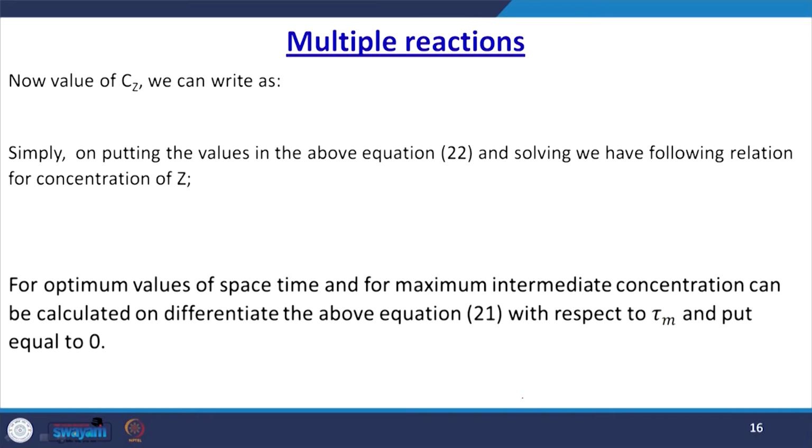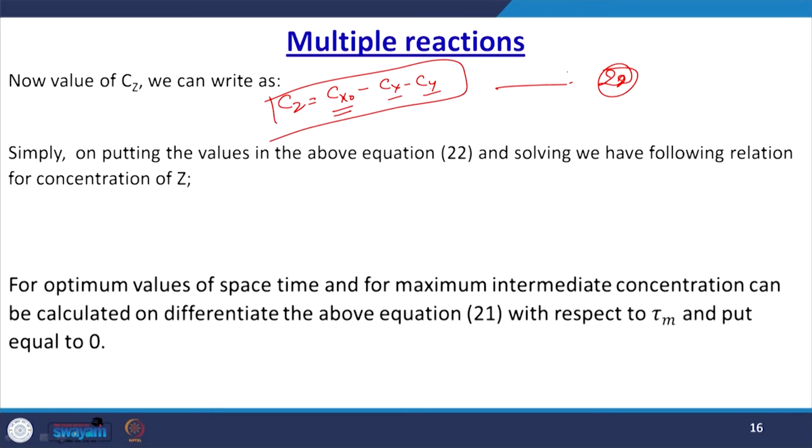By this way we can put all these equations in place. Now, if we try to calculate the value of Cz, we can write Cz is equal to Cx naught minus Cx minus Cy. It is quite obvious, because this is the initial concentration of X, then over a period of time the concentration of X becomes Cx, and during this course of time Cy is formed and it is further decomposing. That is why we put a negative sign over here. Now, putting the values in this, let us say this is equation number 22.